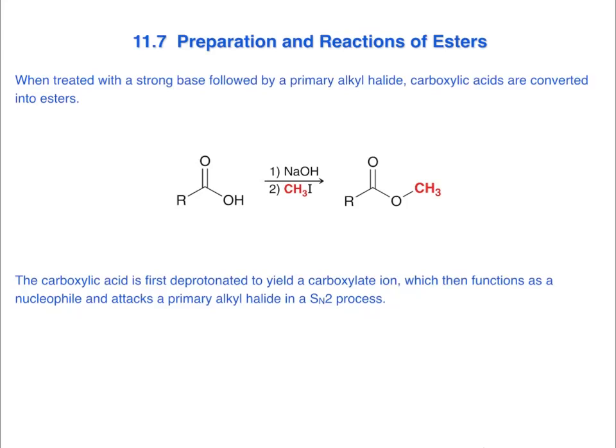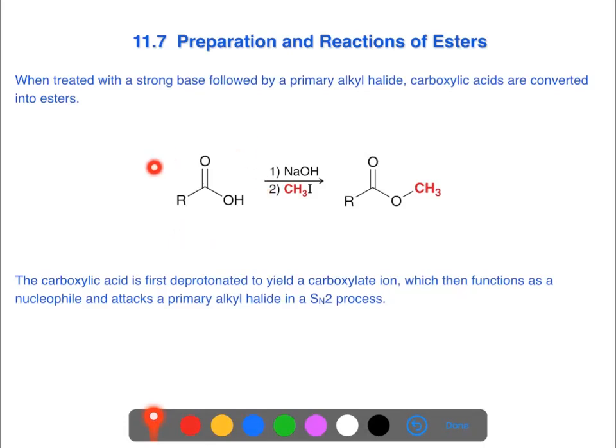When treated with a strong base, followed by a primary alkyl halide, carboxylic acids can be converted into esters. As you can see, this is a two-step process. The first involves the carboxylic acid reacting with a strong base to form the carboxylate ion. That carboxylate ion then functions as a nucleophile and can react with a primary alkyl halide in an SN2 manner. So we carry out nucleophilic substitution to give you the ester.